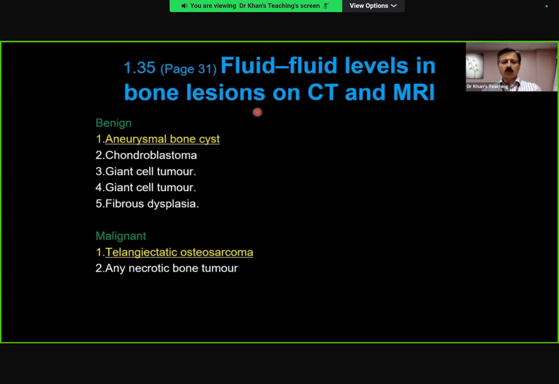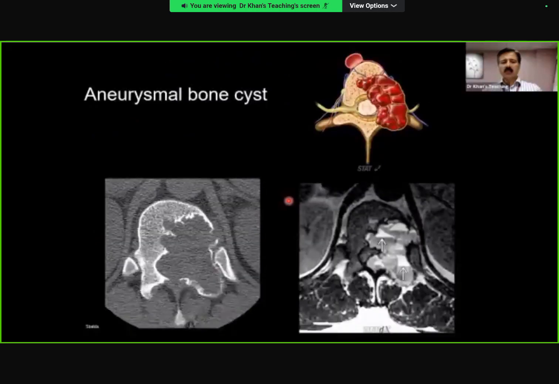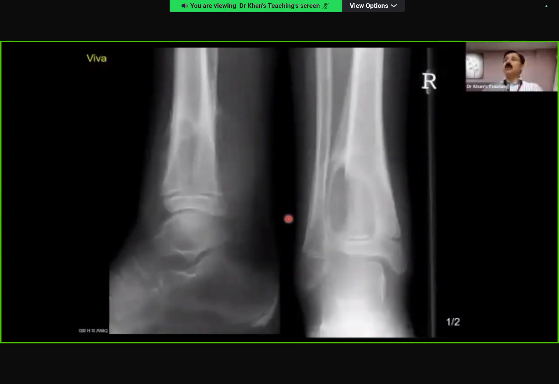Fluid levels in bone, in CT and MR, these are the lesions, benign, malignant. Aneurysmal bone cyst, chondroblastoma, giant cell tumor, sorry, there is a typo here. Now, what you should be worried about is this thing, telangiectatic osteosarcoma. I'll come back to this point, and this is your last film, and then number 5 should be ready after you. Over to you. This is a very good case.